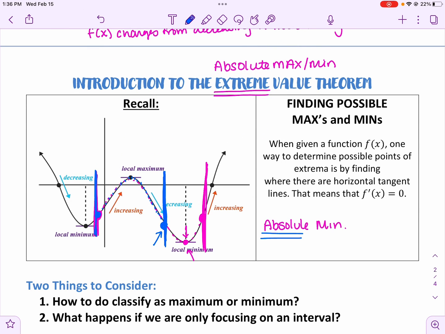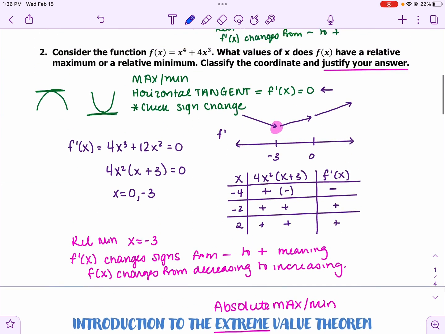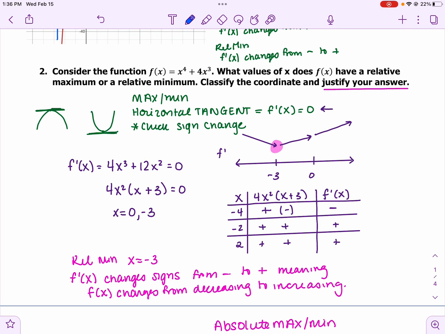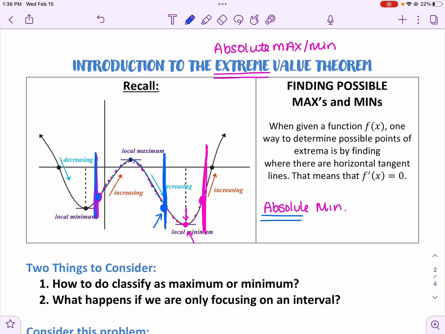It's at an endpoint. So the only difference between what we were doing before in terms of finding maxes and mins, where we use the sign change of the derivative, is that we have to use the sign change of the derivative just like we did before, but we also have to compare it to the endpoints of the interval.